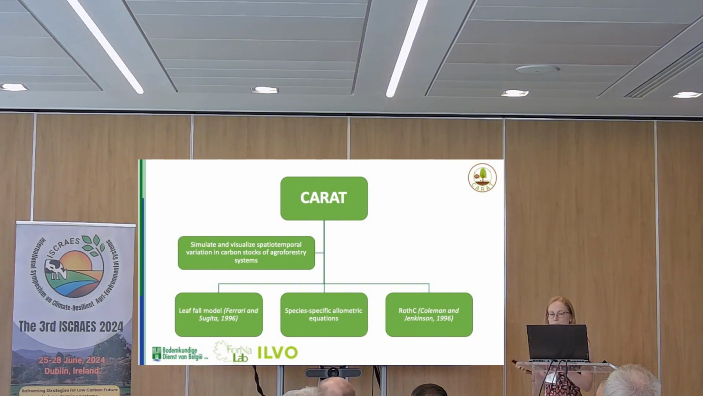So this will then be used to calculate the carbon that comes from the leaf fall, and that will be incorporated into the soil. But the model also takes into account the above ground woody biomass, and this will be calculated again by using species-specific allometric relationships.